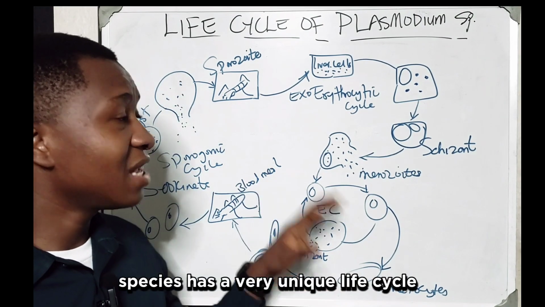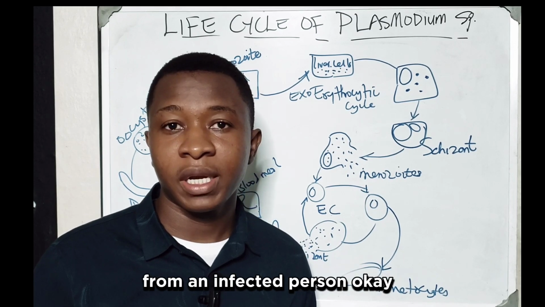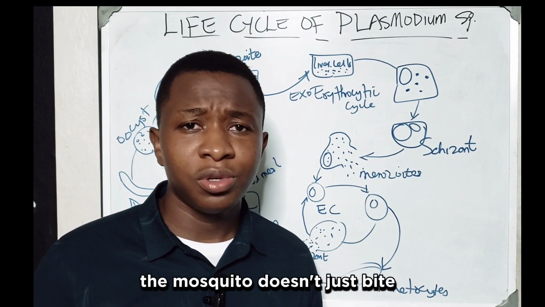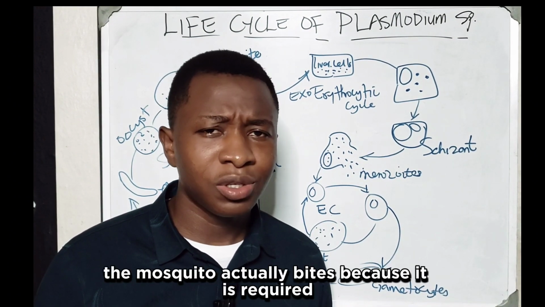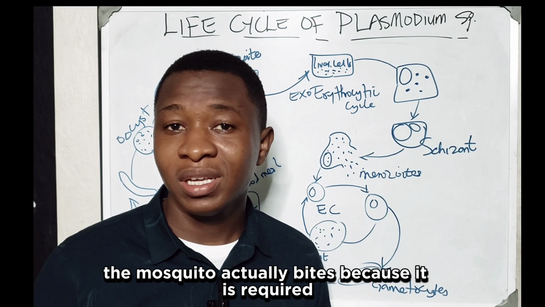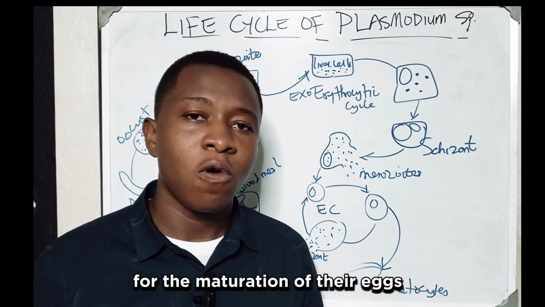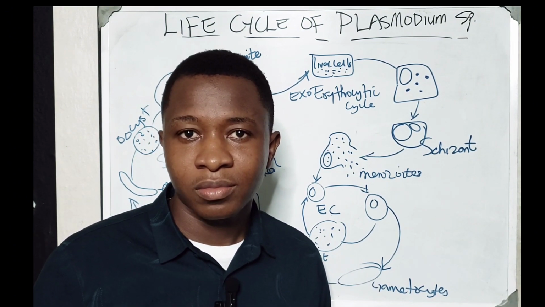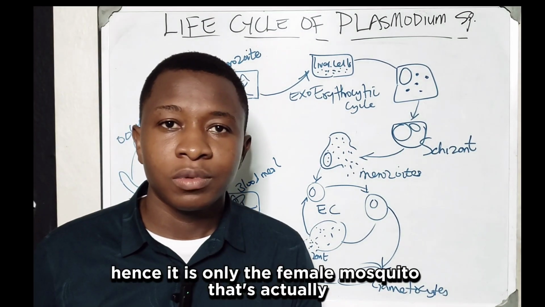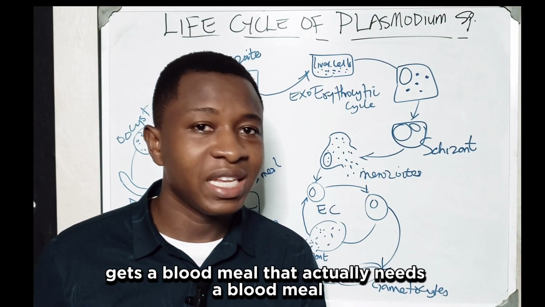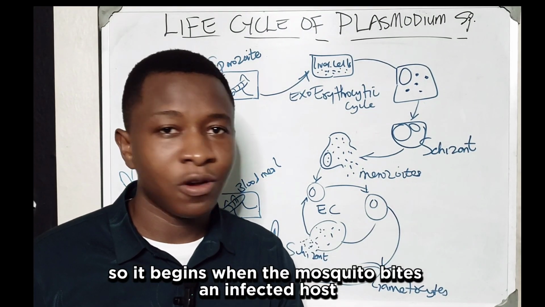Now the Plasmodium species has a very unique life cycle that begins when the mosquito takes a blood meal from an infected person. The mosquito doesn't just bite because it loves biting. The mosquito bites because blood from a host is required for the maturation of its eggs. Hence, it is only the female mosquito that needs a blood meal. So it begins when the mosquito bites an infected host.